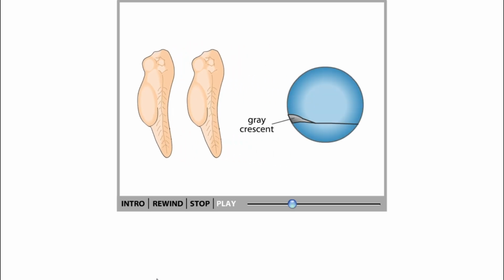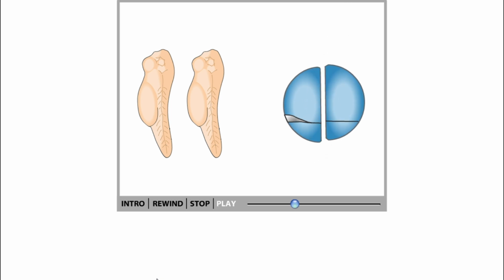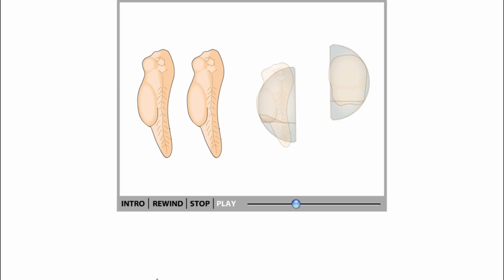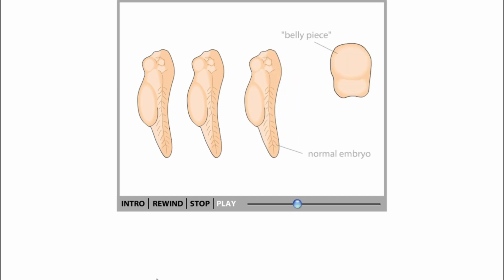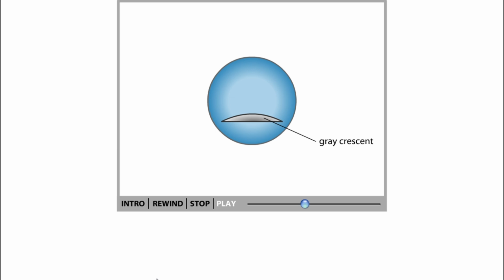In another experiment, however, one half received the entire gray crescent and the other half received none. In this case, the half containing the entire gray crescent developed normally, while the other half became a clump of unorganized tissue lacking dorsal structures. Spemann dubbed this the Bauchstück, or belly piece. Why should these two experiments give different results? A hint came from fate maps that showed the gray crescent region gives rise to the cells that initiate gastrulation.